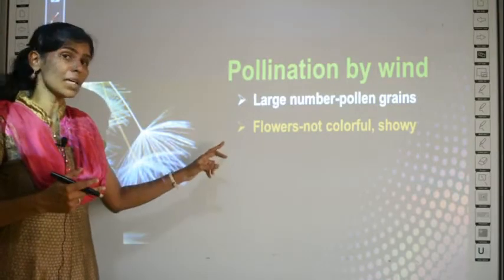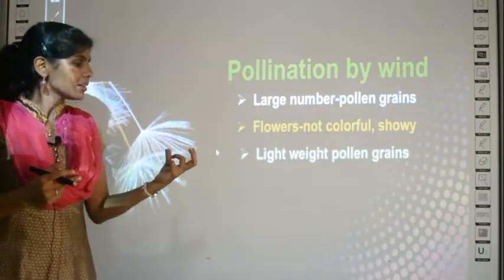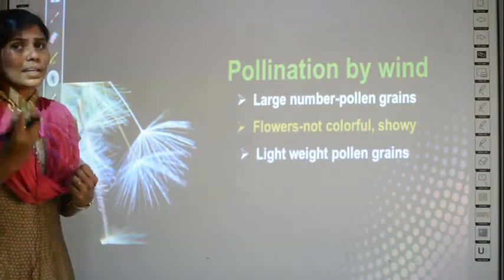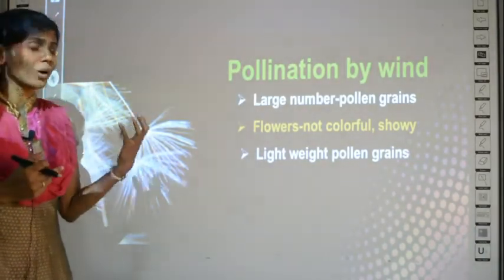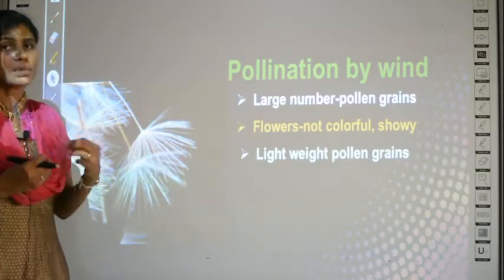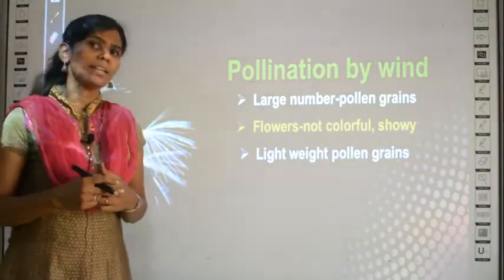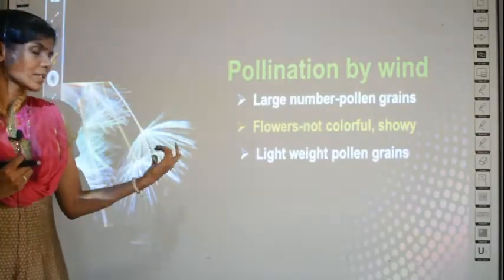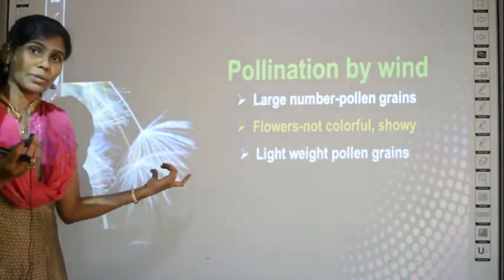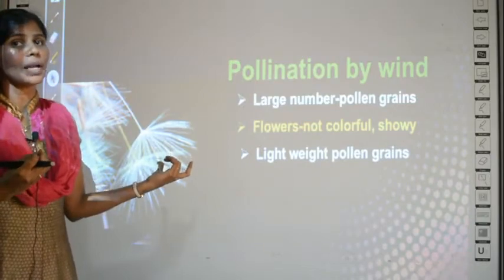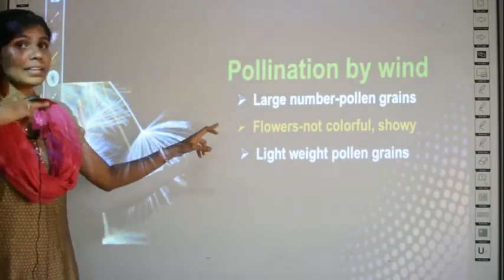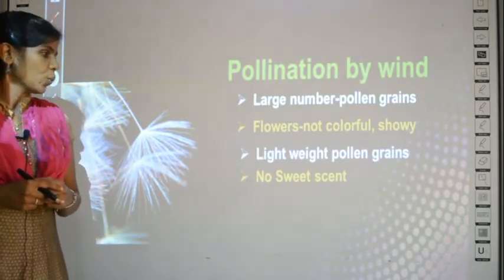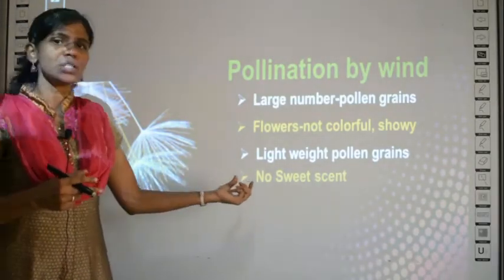Mostly these flowers are not colorful at all, and also they are light weighted. The pollen grains are very light in weight. That's how they fly in the air. Usually you cannot see hibiscus pollen grains flying in the air because they are quite heavier when compared to these ones, but these pollen grains which can be pollinated by wind are usually very light, so that they can travel in air, that is, they are carried by the wind, and they don't have any sweet scent.